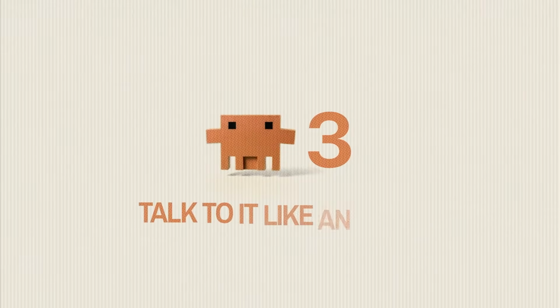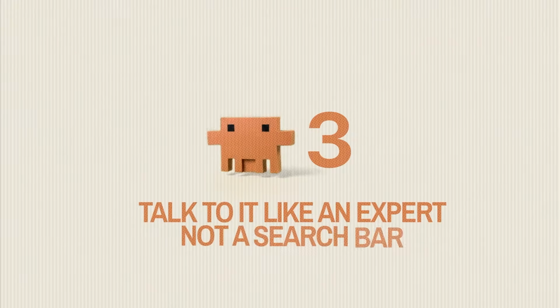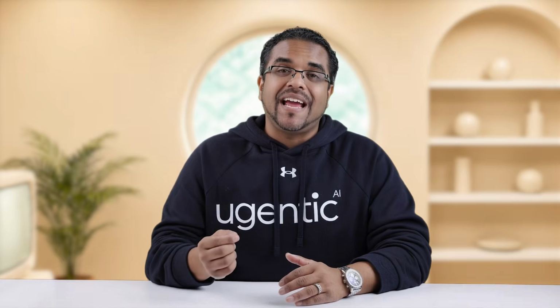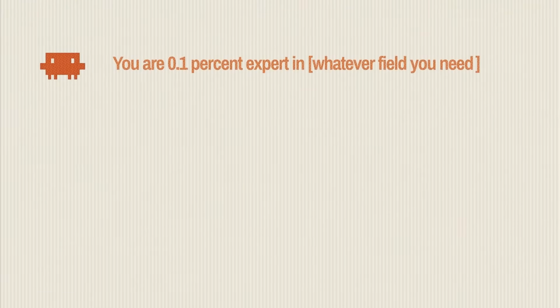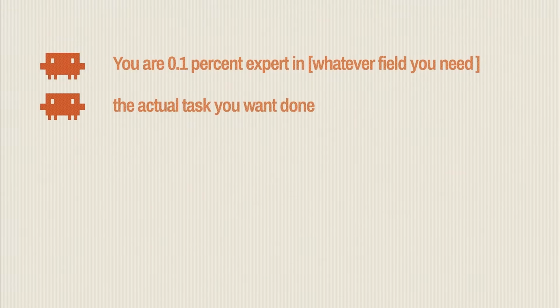Section 3, talk to it like an expert, not a search bar. Most people type, make it better, and wonder why the answer feels generic. Here's the exact formula that fixes that. It works in any AI, not just Claude. Line 1, you are 0.1% expert in whatever field you need. Line 2, the actual task you want done.